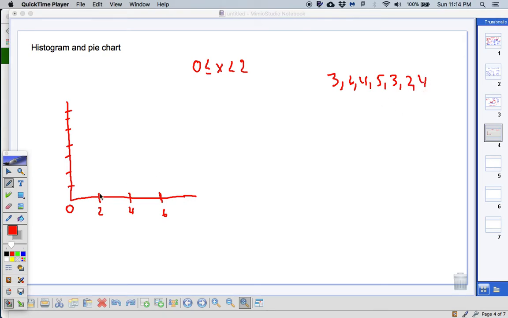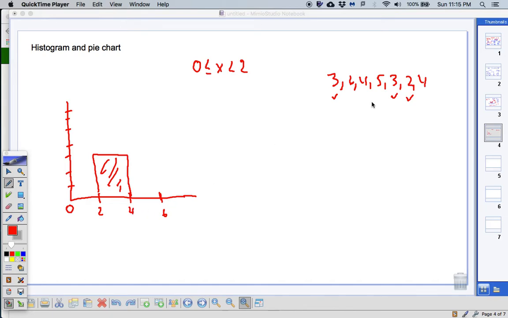Okay, so we want to know how many numbers are between 0 and 2, counting 0, not counting 2. So I look through the numbers. 3 is not, 6 is not, 4 is not, 5 is not, 3 is not, 2. I'm tempted to count 2, but remember, we don't count it in this first bin, so there are no numbers in this first bin. So we're going to just leave it blank. Now let's go from 2 to 4. So we got 1, we don't count 4. 2. In this case, we will count 2 because it's the second bin. So there are 3 numbers. So we're going to go up to 3. So our second bin has 3 numbers in it. From 2 to 4, there are 3 numbers.